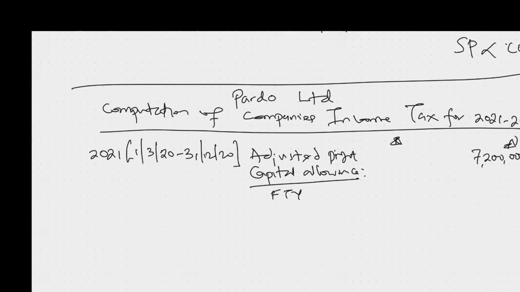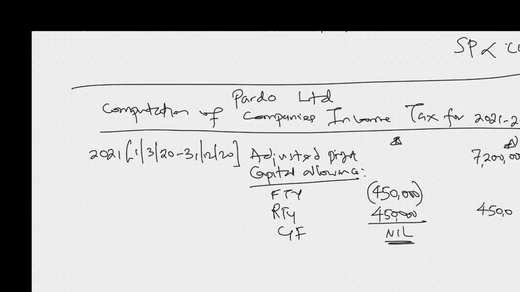I'm not happy with you guys, so I can tell you that for sure. 450 was what we calculated. Relief for the year, we can relieve everything. Carry forward, nothing. 450. Total profits: 6,750,000. It's not possible. Okay, 750.